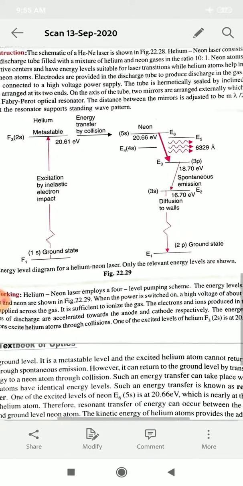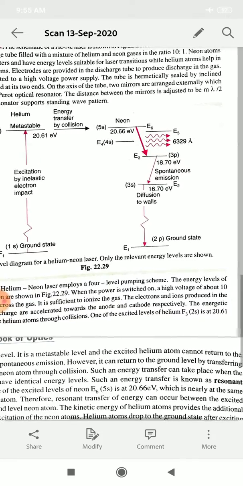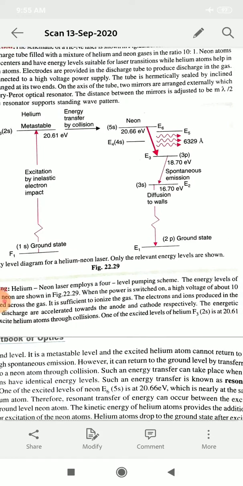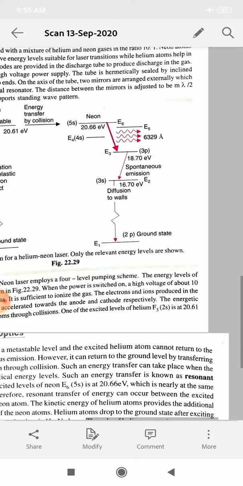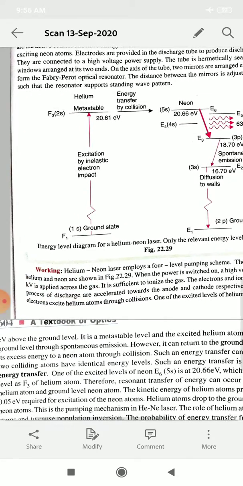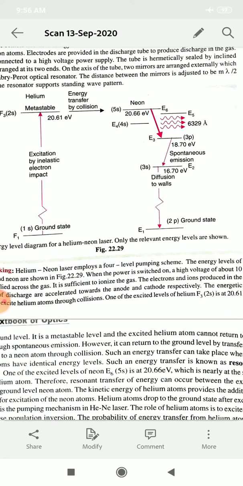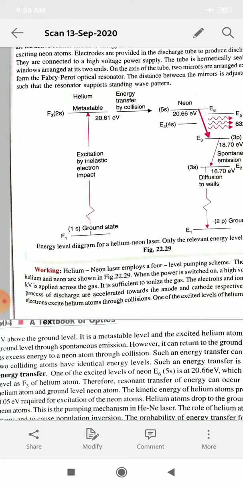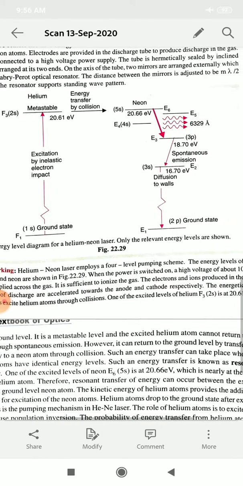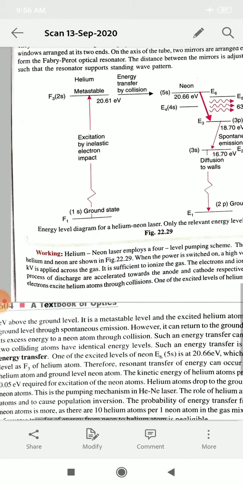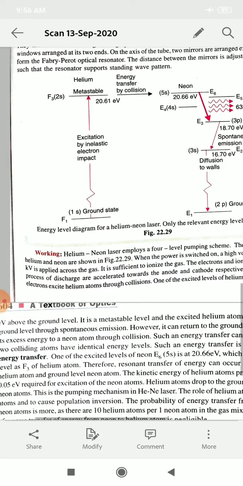The helium neon laser employs a 4-level pumping scheme. The energy levels of helium and neon are shown in the figure. When the power is switched on, a high voltage of about 10 kilovolts is applied across the gas. This is sufficient to ionize the gas. The electrons and the ions produced in the process of discharge are accelerated towards the anode and cathode respectively. The energetic electrons excite helium atoms through collision.